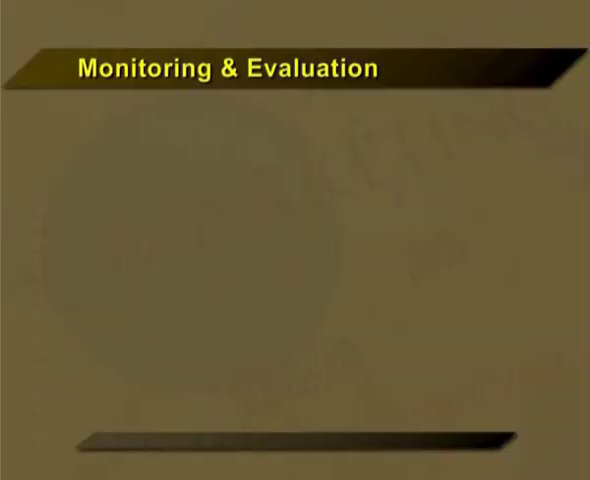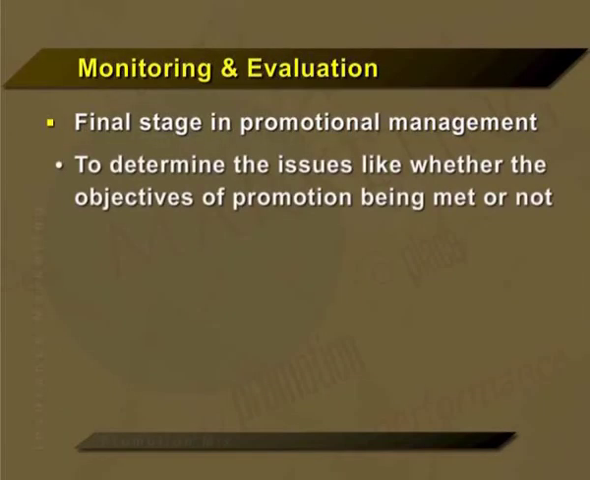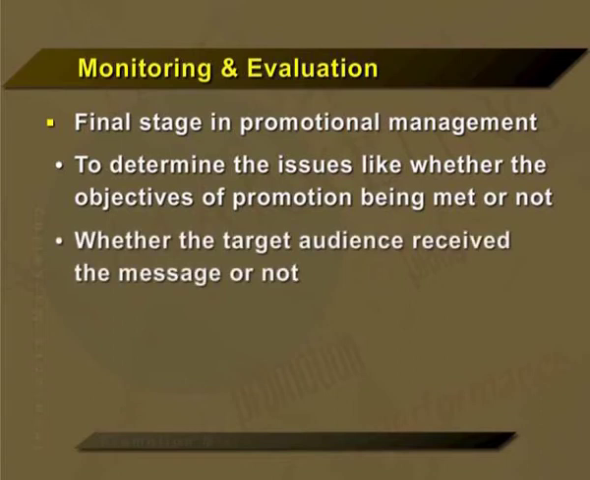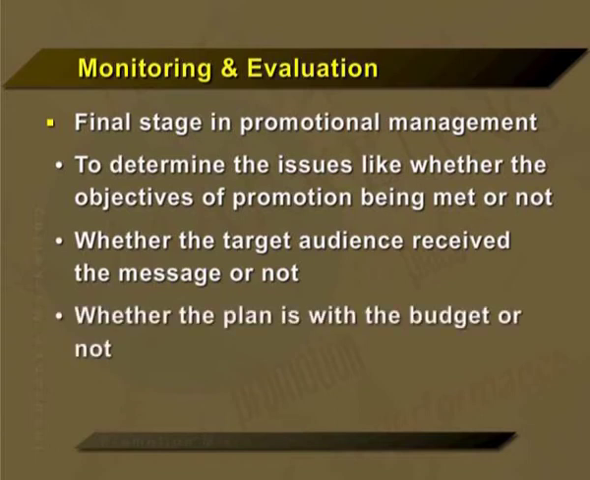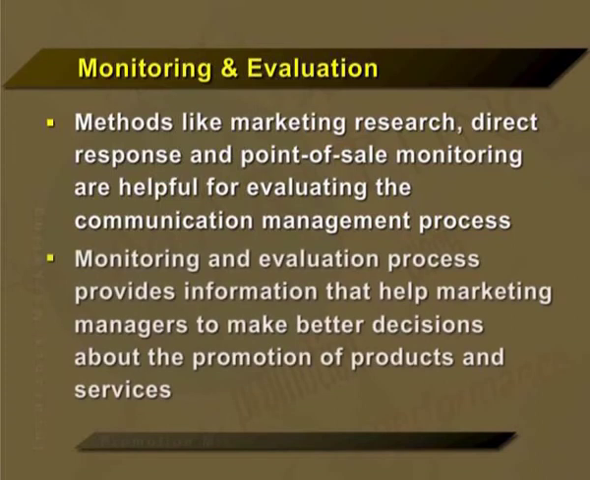Now, let us talk about monitoring and evaluation. Monitoring and evaluation is the final stage in promotional management. The controlling is built into the plan at the start, which helps to measure the effectiveness of the activities. The purpose of this stage is to determine issues like whether the objective of promotion is being met or not, whether the target audience received the message or not, and whether the plan is within the budget or not. Methods like marketing research, direct response and point of sale monitoring are helpful for evaluating the communication management process. The focus of evaluation methods is designed based on promotional objectives. The monitoring and evaluation process provides information that helps marketing managers to make better decisions about the promotion of products and services.